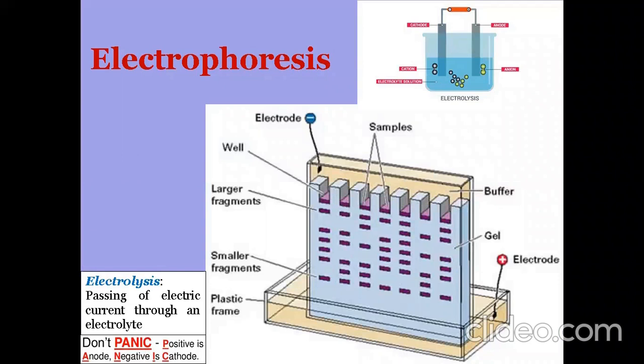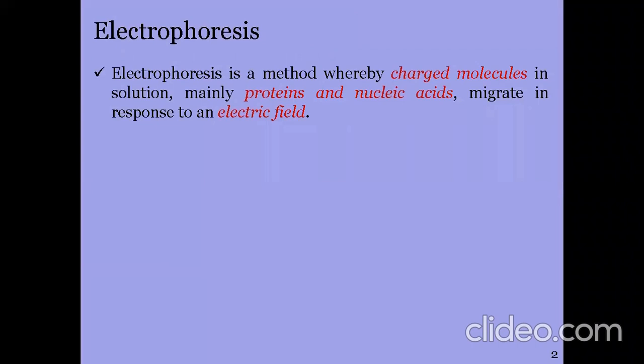Next, electrophoresis is a method whereby charged molecules in solution, mainly proteins and nucleic acids, are separated. Proteins are charged molecules. Nucleic acids, including DNA and RNA, are charged molecules. So electrophoresis is the application of electricity, the method by which charged molecules are separated, and they migrate in response to the electric field. The charged molecules we deal with are proteins, DNA, and RNA.